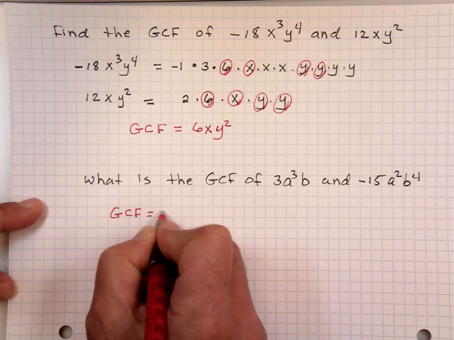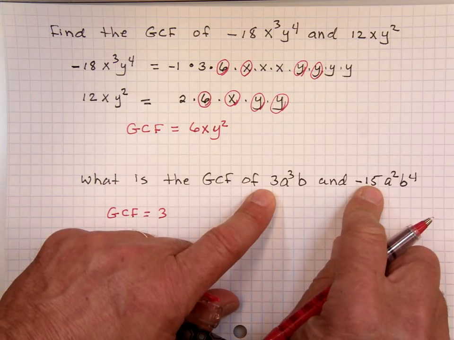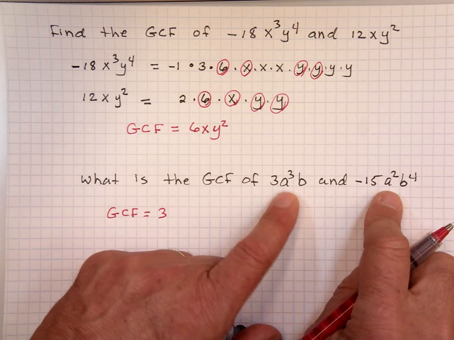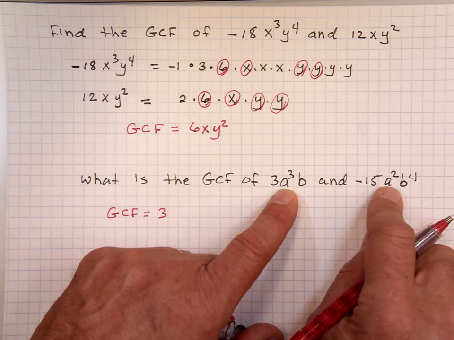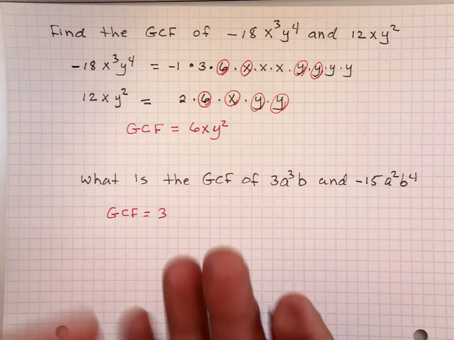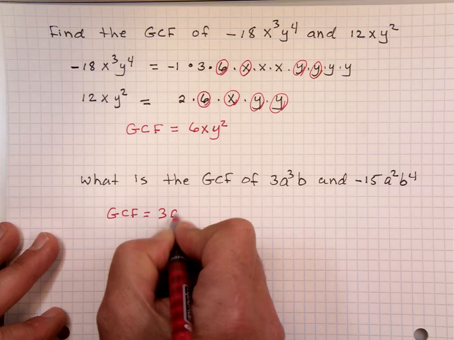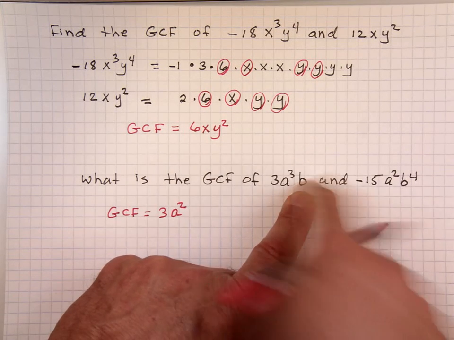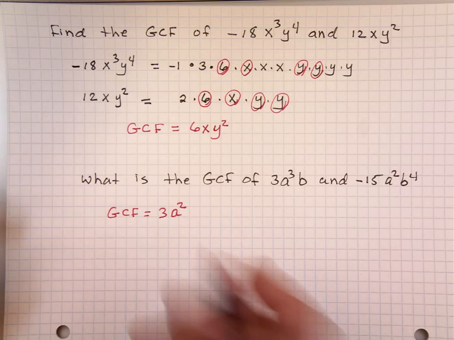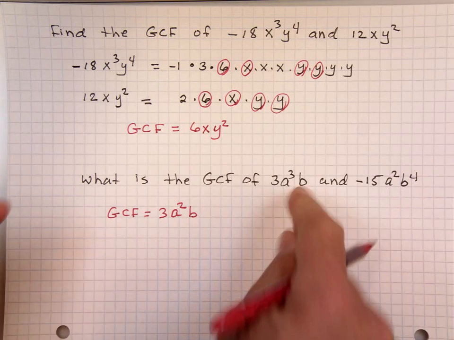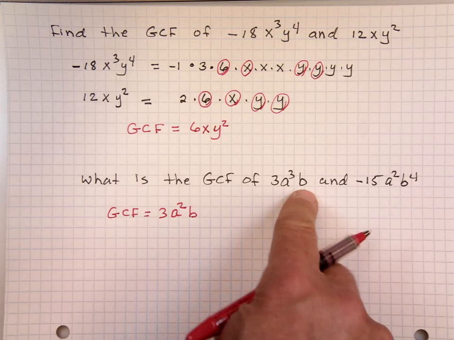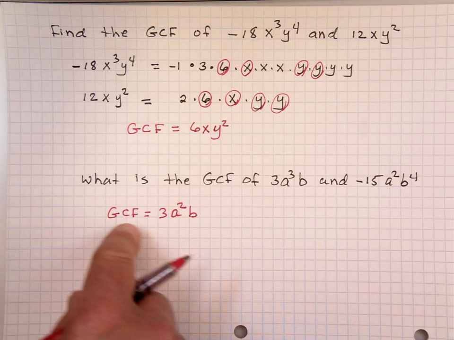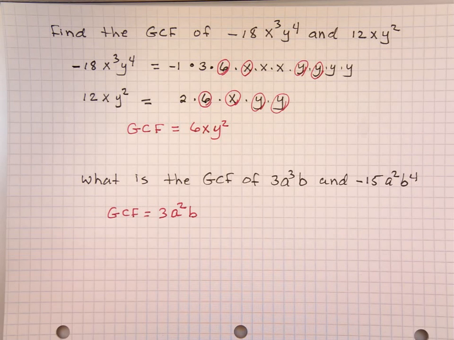That's for the numbers. Then I look at the a's. This one has a 3, this one has 2. They have to be common, so the largest I can take is 2. Let's look at the b's. This only has 1 b, this has 4. The largest one is only 1, because it has to be in both of them. This does not have more than 1. So that's my greatest common factor, 3a squared b.